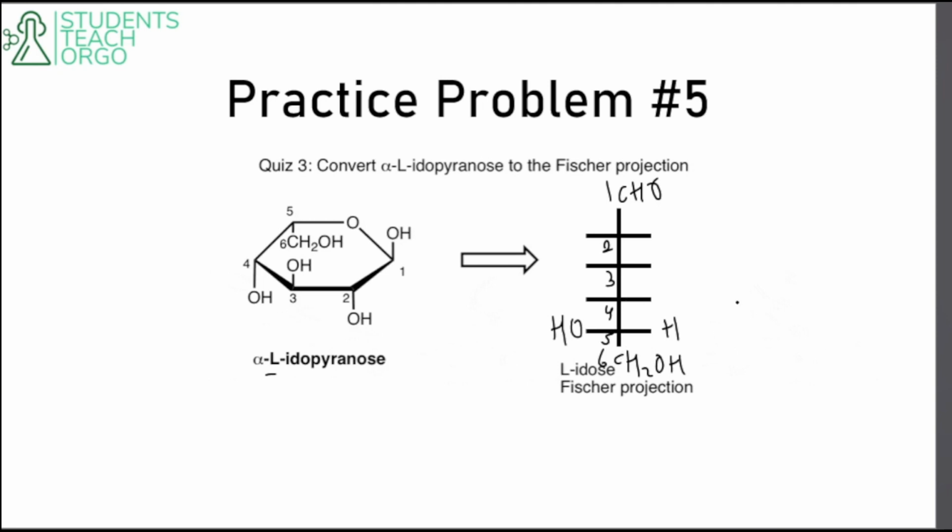Okay, so now at this point, all we really need to do is just look at 2, 3, 4. So 2 is down, so it's going to be on the right. 3 is up, so on the left. 4 is down. There you go. Tried and true method. All right, let's continue.